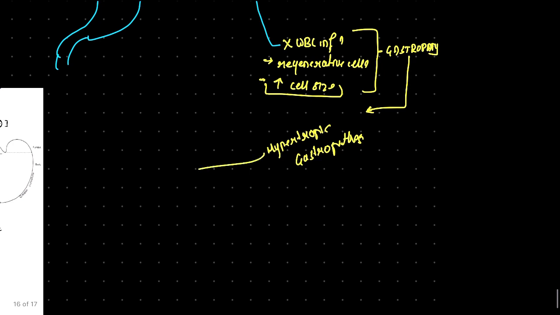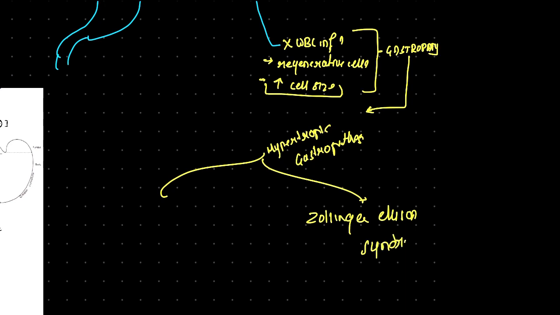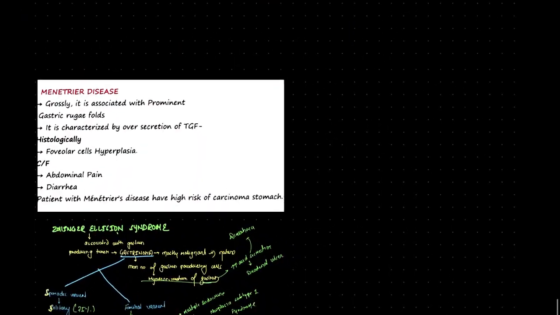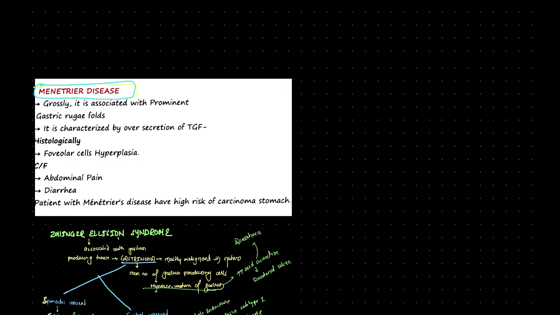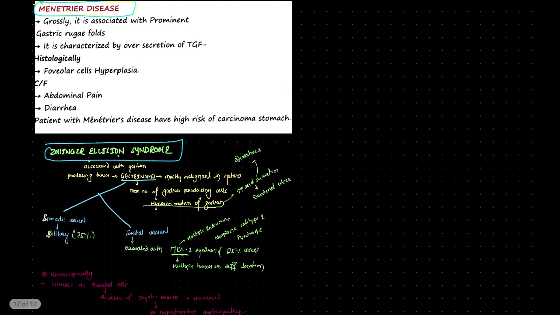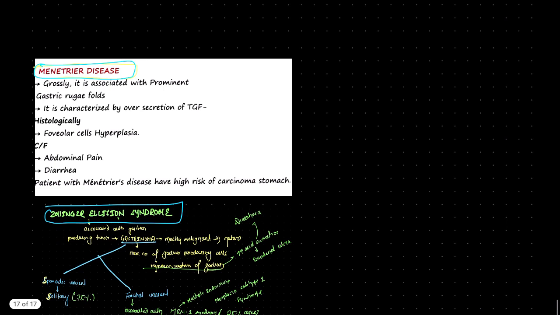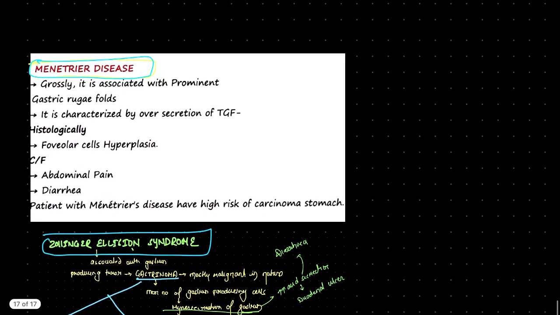Now, under these hypertrophic gastropathies, we'll be studying two conditions. What are these two conditions? One is Zollinger-Ellison syndrome, and another is Menetrier disease. One is Menetrier disease and another is Zollinger-Ellison syndrome. Okay. Now we'll study Menetrier disease first.